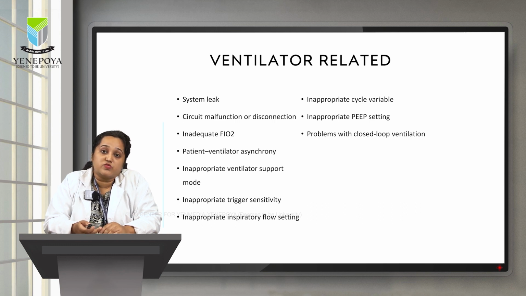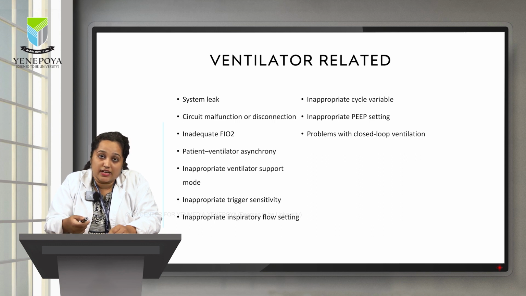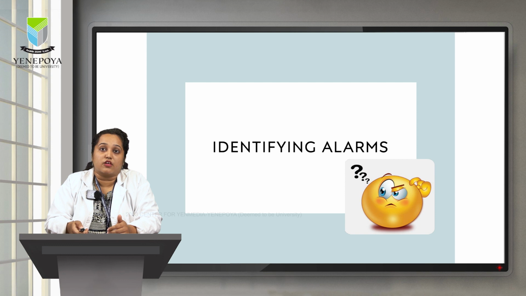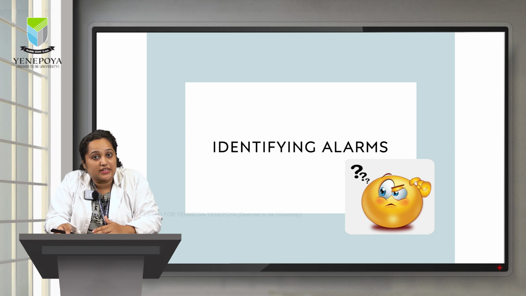And there are problems with closed loop ventilation. Nowadays our ventilators are all on closed loop ventilation, that is, if there is any leak in the circuit or if there is any disconnection, the ventilator is not going to get the breath by breath analysis. So the ventilator is going to get disconnected and the patient who is completely dependent on the ventilator is going to feel distressed because he is not able to take breaths. So these were certain problems that can cause the patient to be in sudden distress.